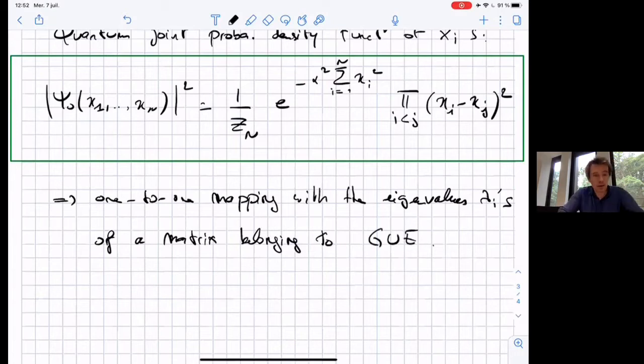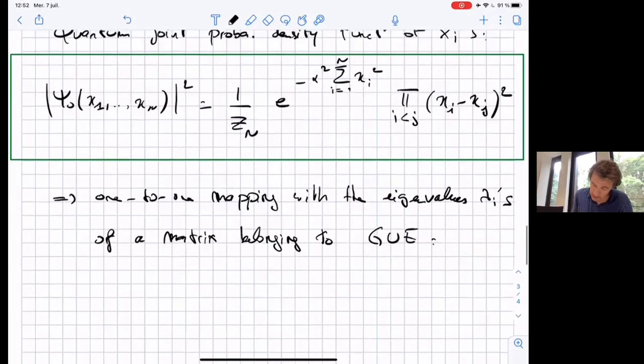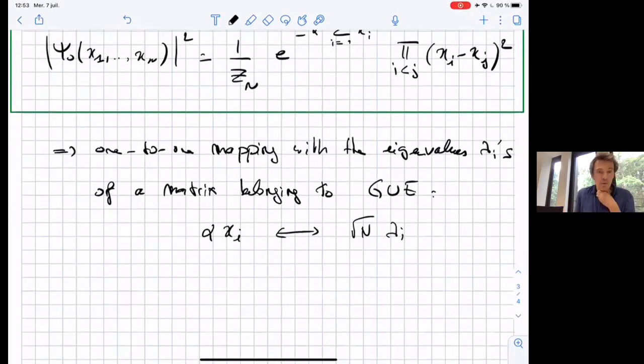Okay, so that's a quite nice application, if you want, or incarnation of random matrices in this fermion problem. And the mapping reads like that. I mean, that will be useful for us. Essentially, the mapping reads that alpha xi, which is indeed a dimensionless variable, identifies with square root of n times lambda i. Okay, so that means that there are lots of properties that we have seen before that we can now use directly to study our fermions.